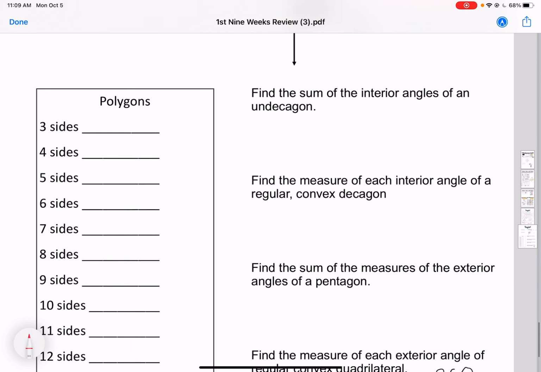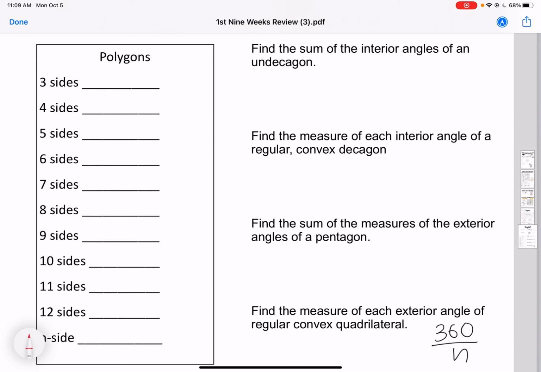All right, last part of it all. I want you to name the polygons, okay? Talked about all of them, starting with triangle, remember? Hopefully that'll help you. And if you don't remember, you can always look it up. Okay, find the sum of the interior angles. You're going to use n minus 2 times 180. Remember, it's the sum of interiors of an undecagon. So when you find what these are, you can use this to be able to solve these problems.